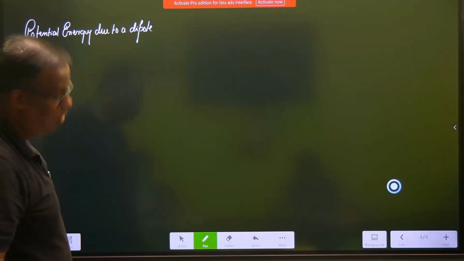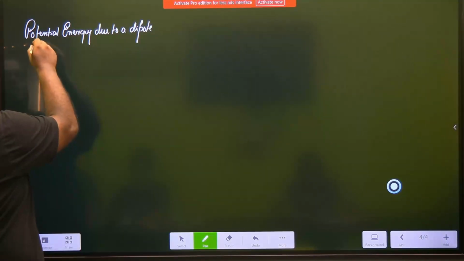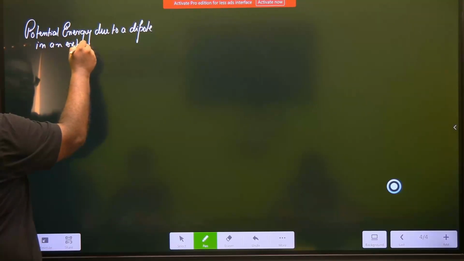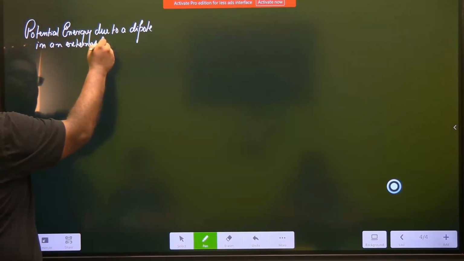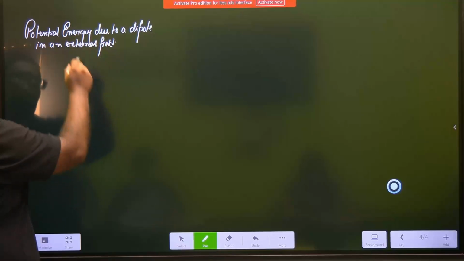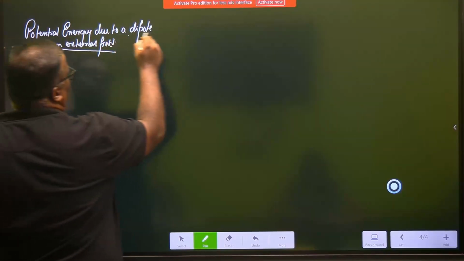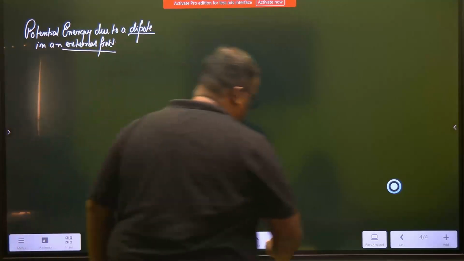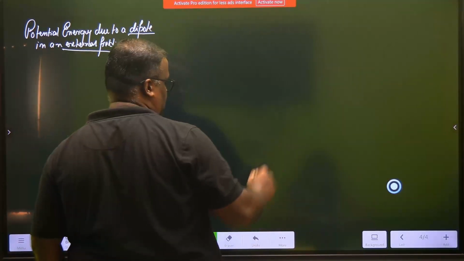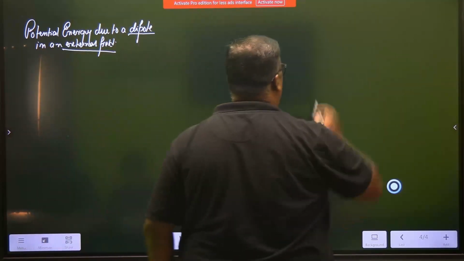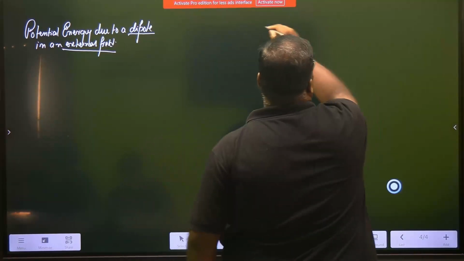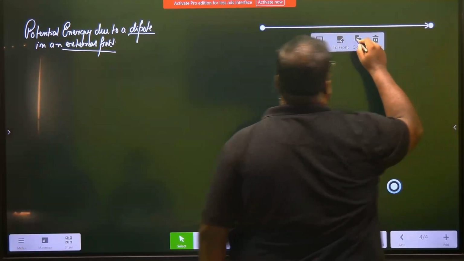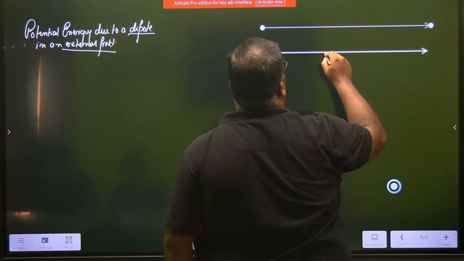This is a dipole in an external field. So things get interesting here. We will have an external field, and we will also have a dipole, and we have to find out what is the potential energy of that system. So first, let us make that external electric field which is uniform. So this is an external electric field.